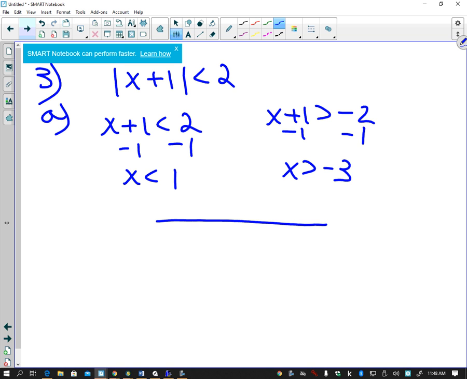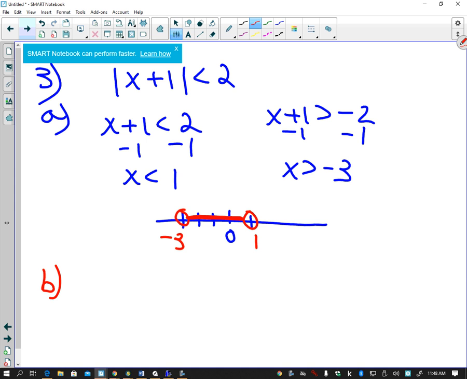So then graph it. I got 0, I got 1, I got negative 1, negative 2, negative 3. I got open circles on both ends. And x is less than 1, but it's greater than negative 3. So I'm in between there. Negative 3 and 1.